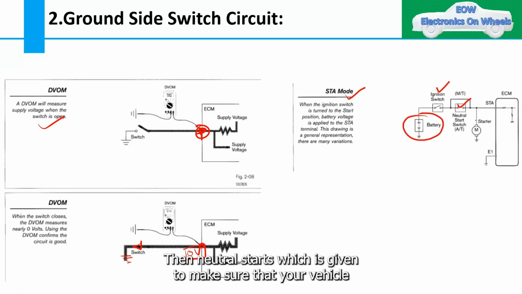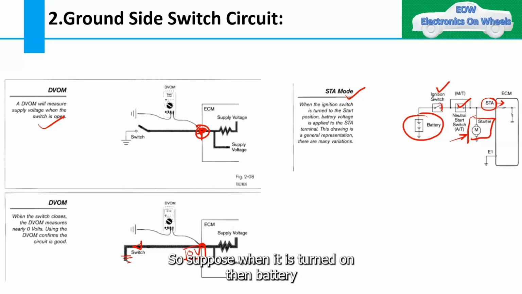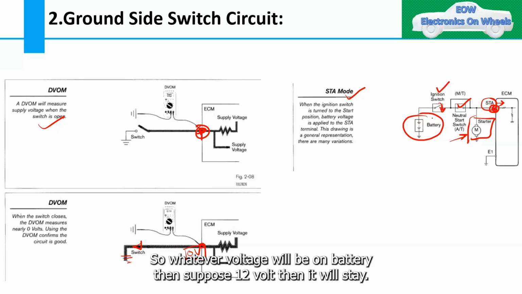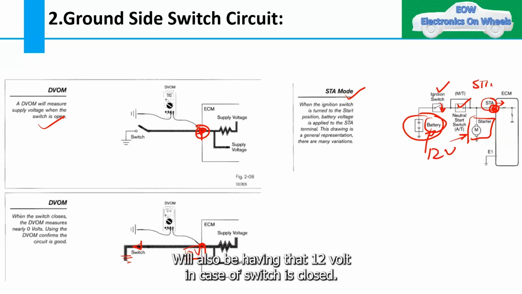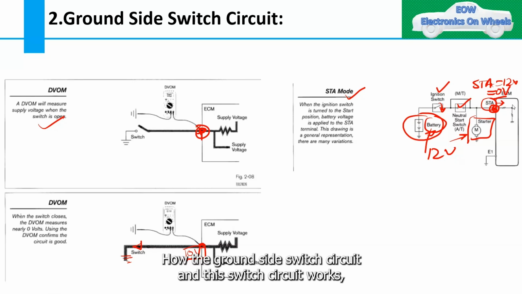Then the neutral start switch is given to make sure that your vehicle is in neutral. Then you have the starter and then STA, which is going to the ECM. When the ignition switch is turned on, battery voltage will be applied on the STA. Suppose the battery is 12 volt, then STA will also have 12 volt in case the switch is closed. When the switch is not closed, it is open, then it would be 0 volt. I hope you understand how this ground side switch circuit works.